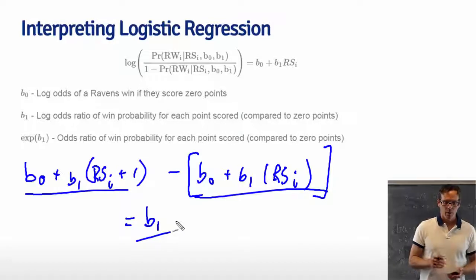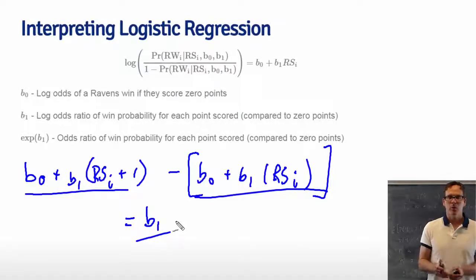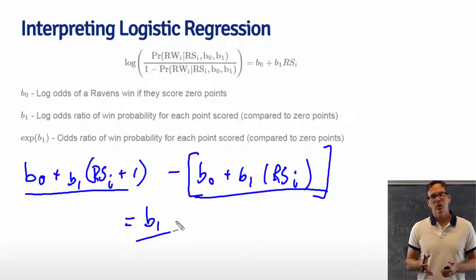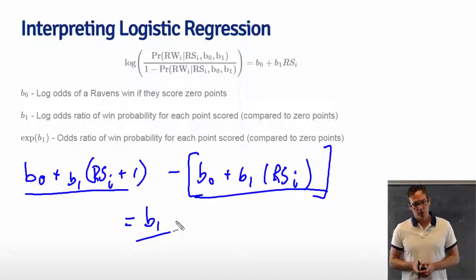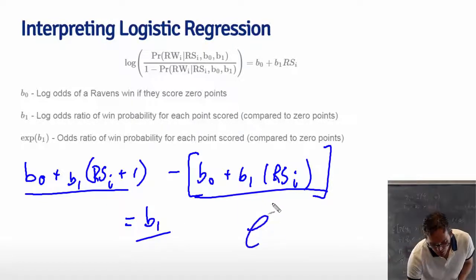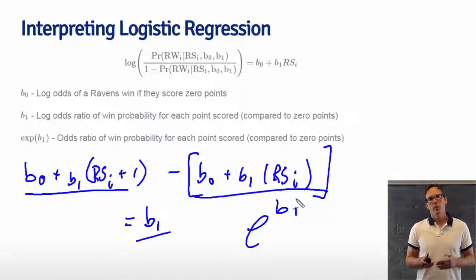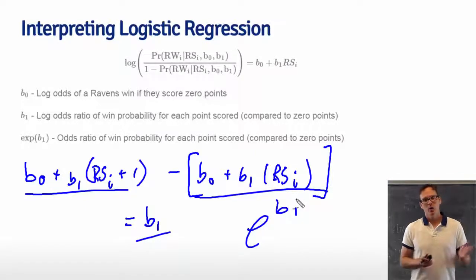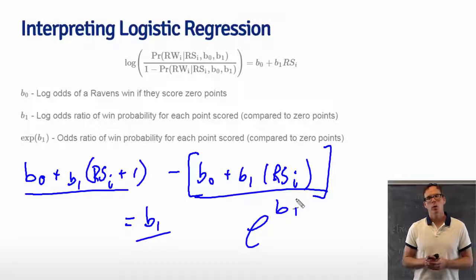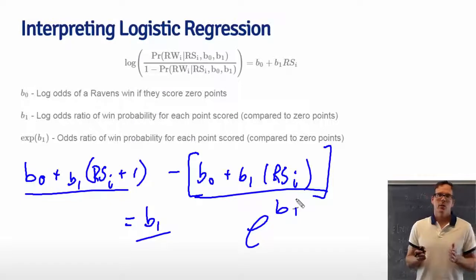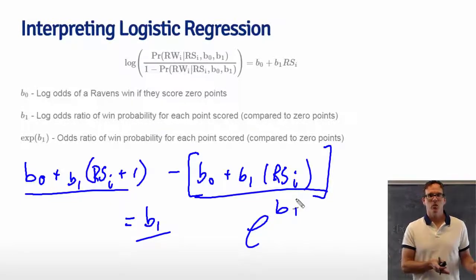And if we exponentiate this, remember that this is a difference on the log scale, so if we exponentiate it, we get a ratio back on the original scale. So e to the B1 is the ratio of the odds of the Ravens winning for a 1 point score increase. Okay? And we don't have multiple regressors like we studied a lot in linear regression.